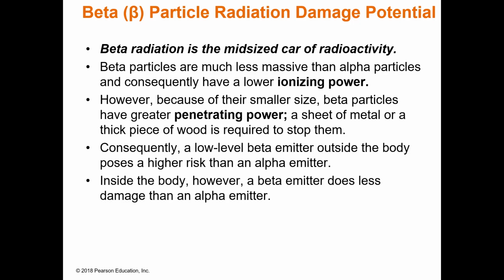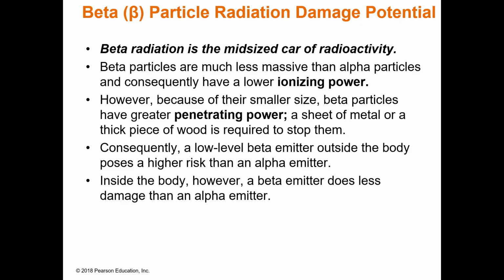A beta emitter on the skin can do more damage than an alpha emitter, but inside the body, beta particles do less damage than alpha particles because they don't hit as hard. So again, it's all about context. Nurses need to know not just what kind of radiation a patient is exposed to, but how they're exposed.